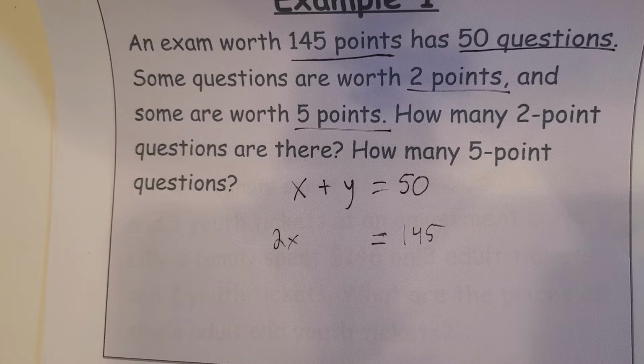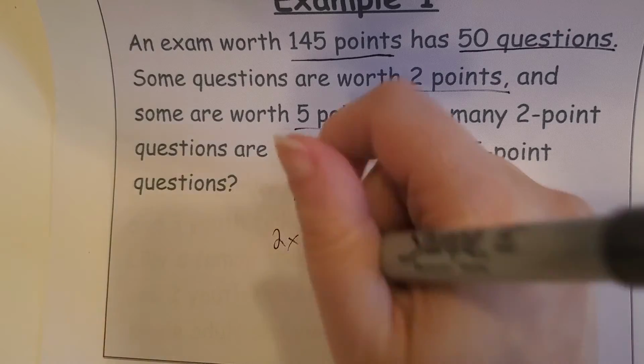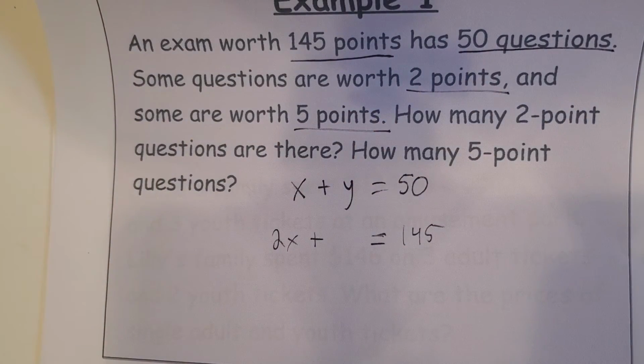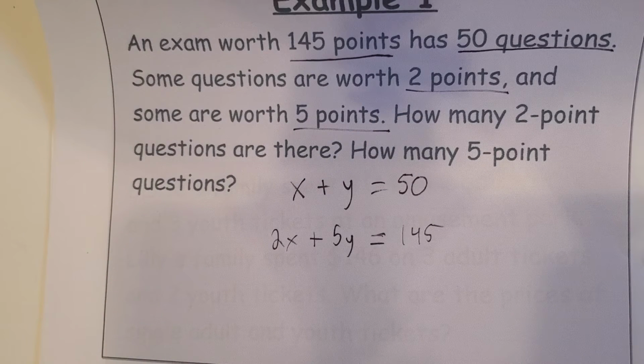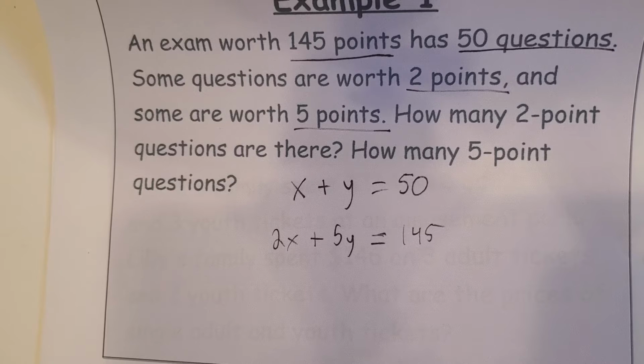All right? And it would be the same thing for the y. Since that's the only other type of question we have, you would have 5 points times however many 5-point questions there are. And that is the value of the total of 5-point questions. So there's your system. Okay?